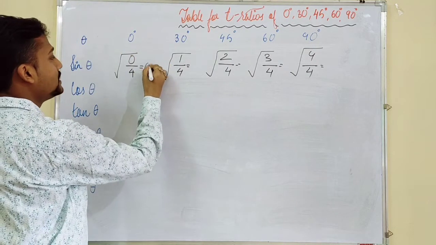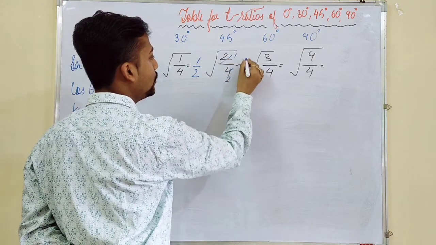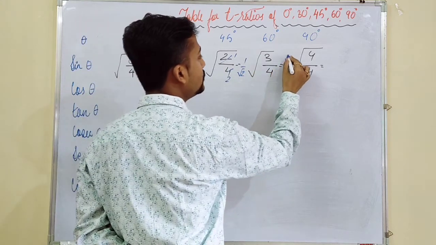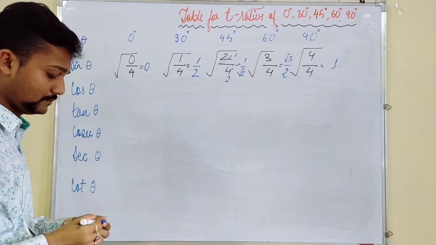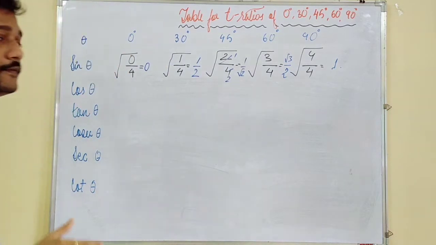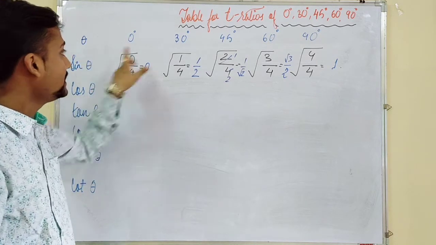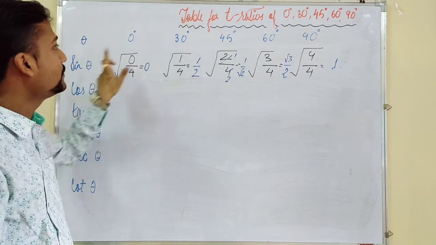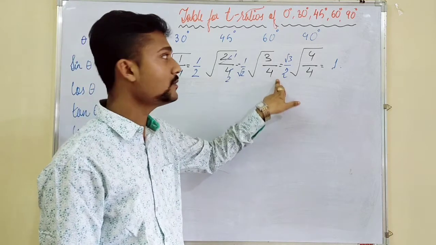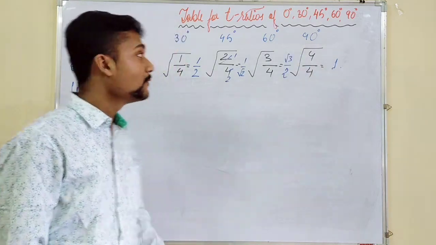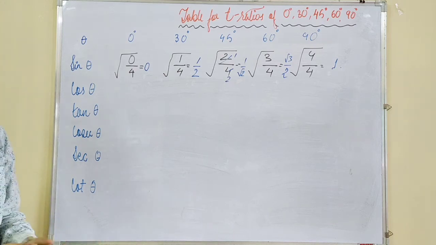Okay, so the value will be 0. This will be 1 by 2. This will be 1 by root 2. This will be root 3 by 2. This will be 1. If you see carefully now, sin 0 degree is equal to 0, sin 30 degree is equal to half, sin 45 degree is equal to 1 by root 2, sin 60 degree is equal to root 3 by 2, and sin 90 degree is equal to 1. From this we will find out all the values.